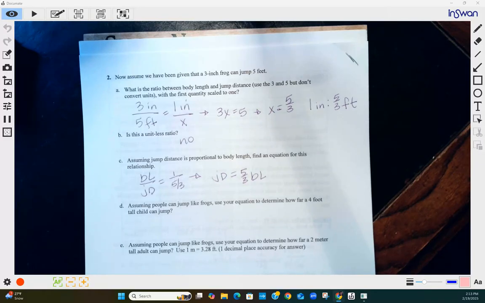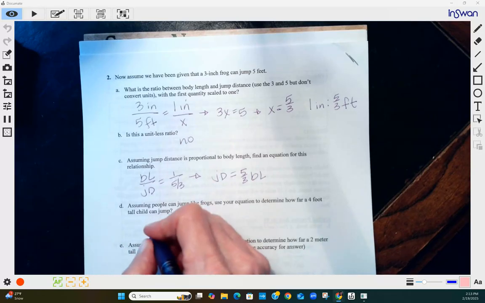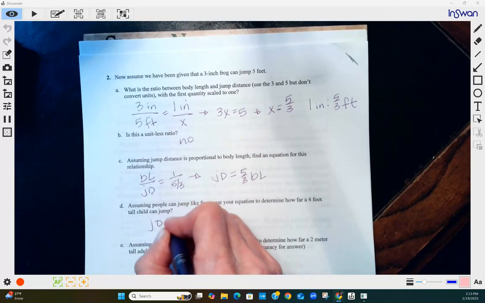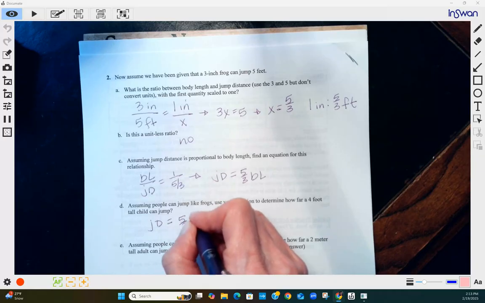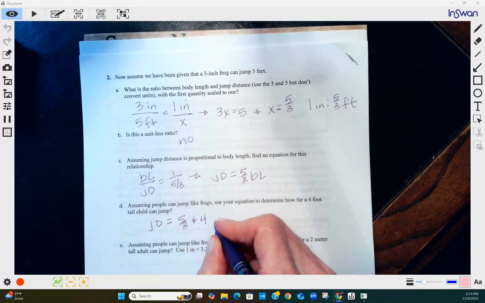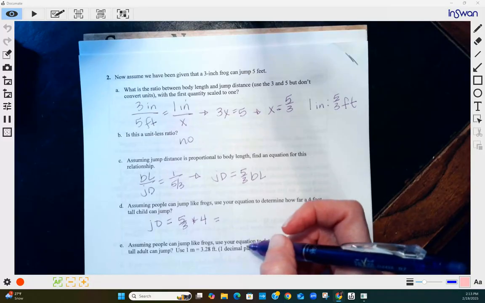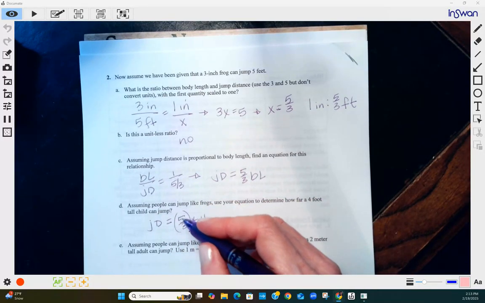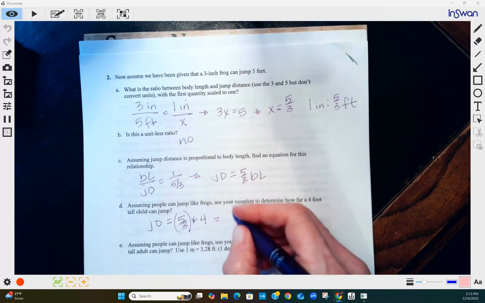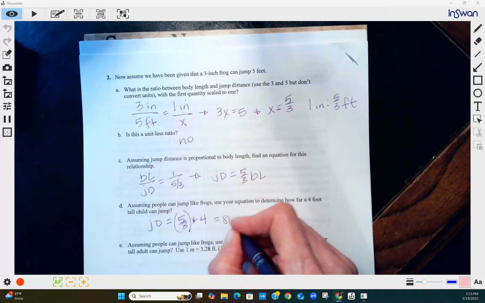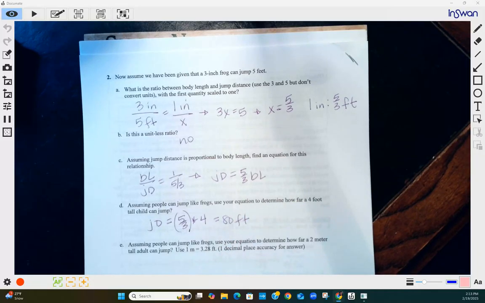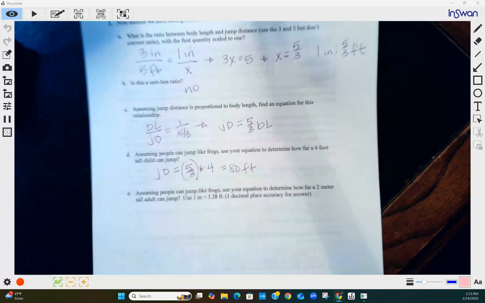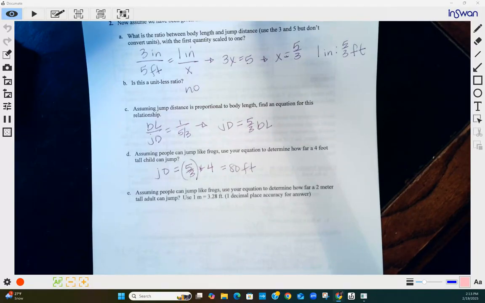Assuming people can jump like frogs, use your equation to determine how far a 4-foot tall child can jump. So jump distance equals 5/3 times the 4-foot child. So if you're doing this in your calculator, make sure you put this in parentheses. 5 divided by 3 in parentheses times 4, and you're going to get 80 feet. Last up, assuming people can jump like frogs, use your equation to determine how far a 2-meter tall adult can jump.